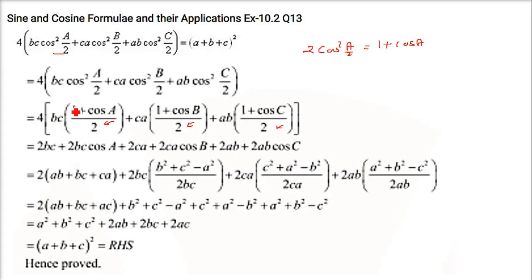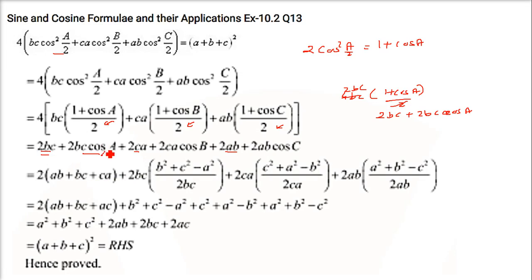2bc, and multiplying inside also. I'll just show you how this first one will come. So 4bc, and inside this we have (1 plus cos A) by 2. So this will be 2bc. Now multiply this inside: 2bc plus 2bc cos A. So you get 2bc cos A. See, 2bc cos A. Similarly here also 2ac cos B and 2ab cos C. So this one 2bc, 2ac and 2ab, just take them together and take 2 outside. This will be 2 into (ab plus bc plus ca).